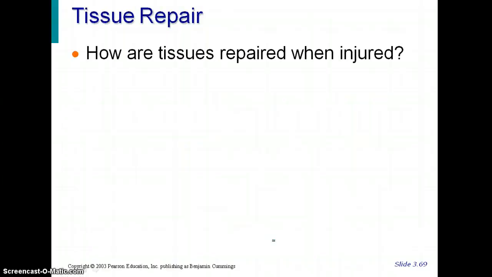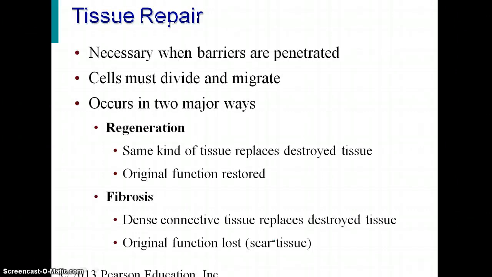All right, tissue repair. So how are tissues repaired when they're injured? So, tissue repair is necessary when you have any type of barriers penetrated. We also need tissue repair because cells must divide and migrate, and it occurs in two major ways: regeneration and fibrosis. I kind of mentioned regeneration in class. We talked about how regeneration is whenever you have damage to your tissue, it actually will replace that tissue with the same kind of tissue or the same kind of cells.